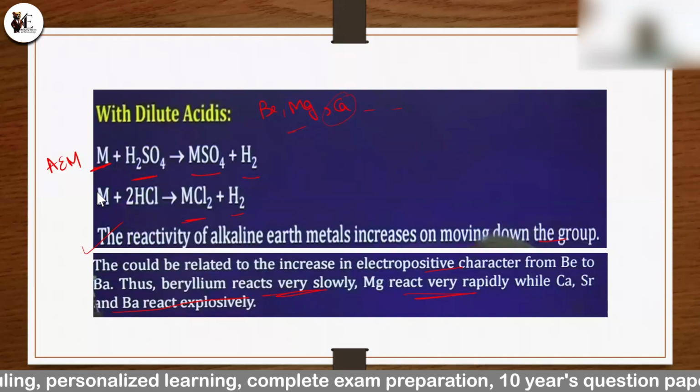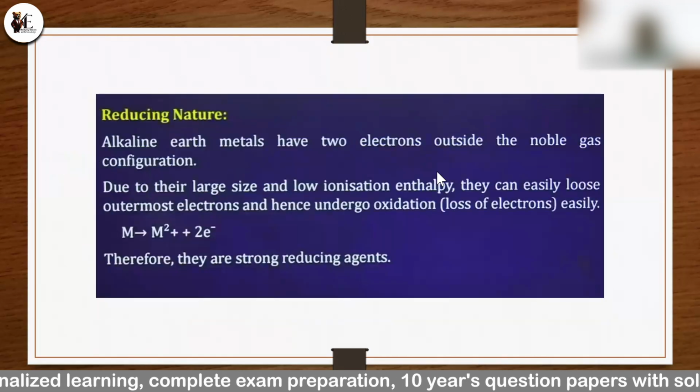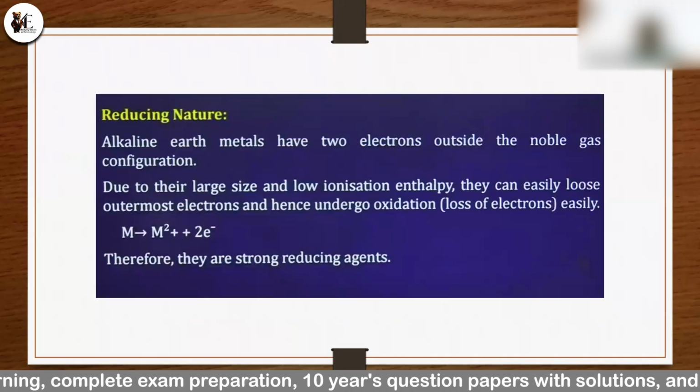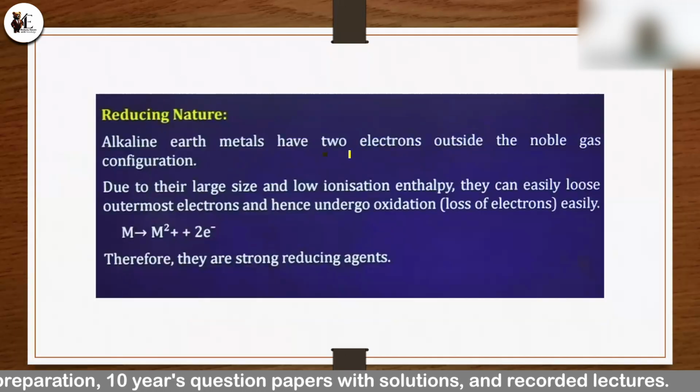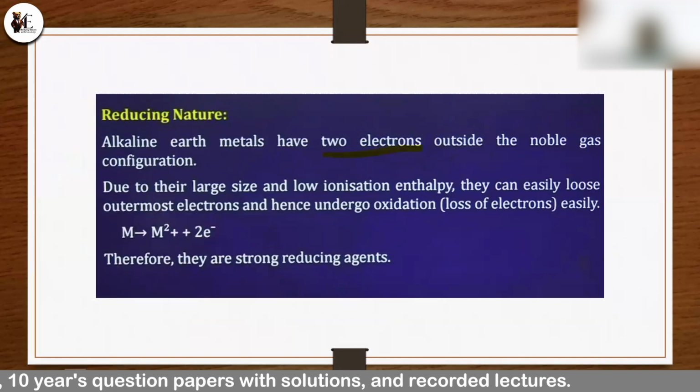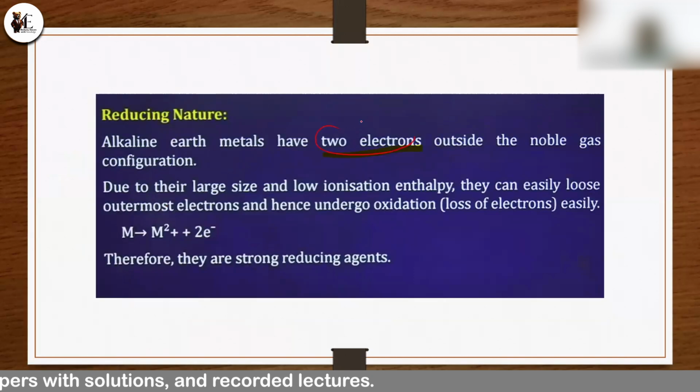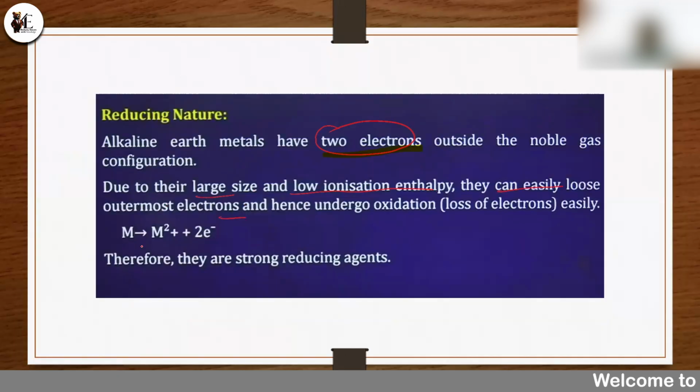The next property is the reducing nature of the alkaline earth metals. So what is reducing nature? As we know, alkaline earth metals have 2 electrons outside the noble gas configuration, that means 2 valence electrons. Due to their large size and low ionization enthalpy, they can easily lose outermost electrons and undergo oxidation.